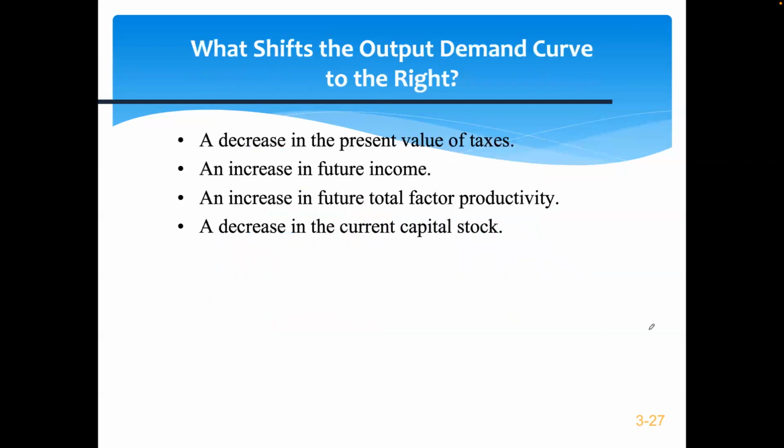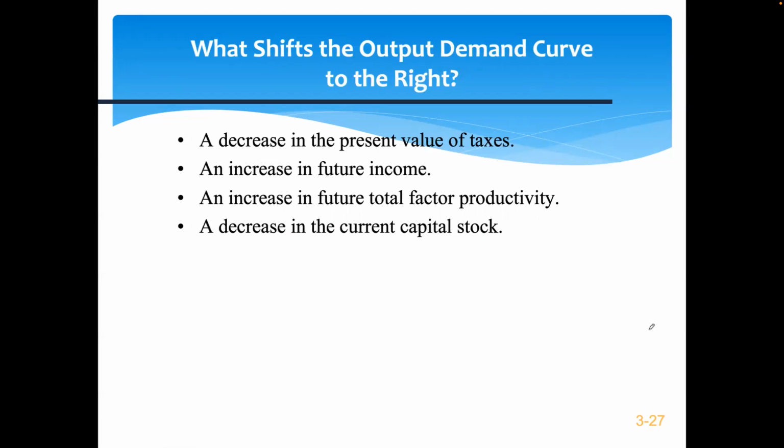So now let's see what can cause this curve to shift. Here we consider 4 possible scenarios. If there's a decrease in the present value of tax, what does it mean? That literally means your total income or total wealth is going to increase.